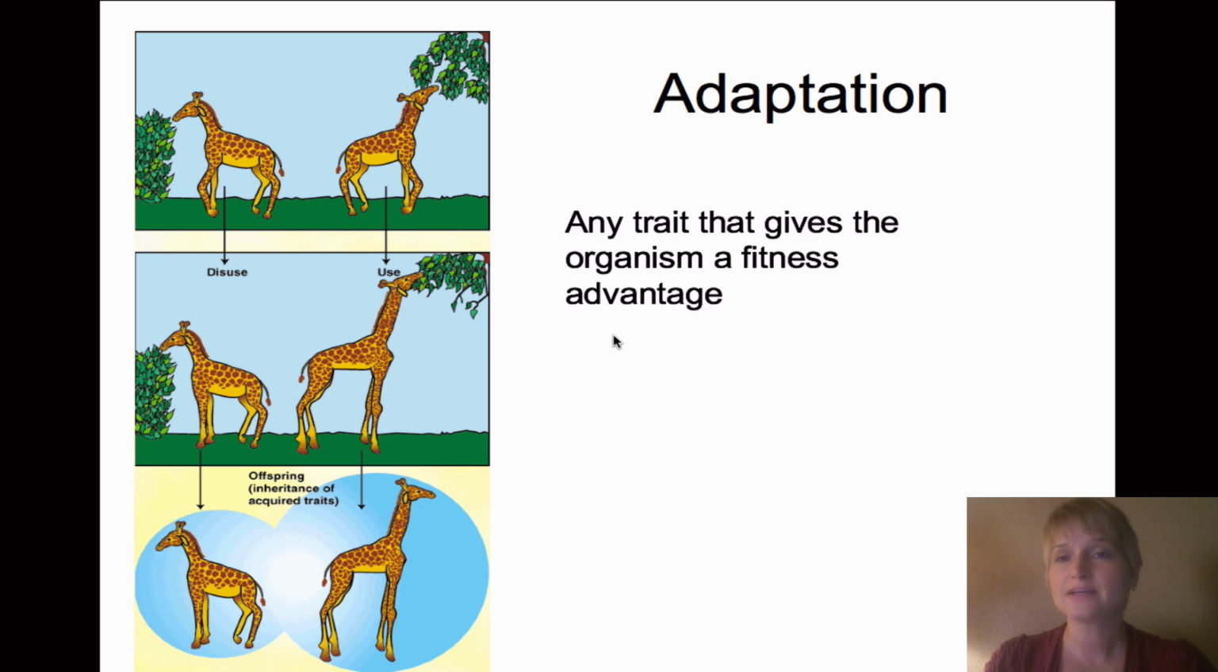offspring. So an adaptation is any trait that gives the organism a fitness advantage. So he's born with a longer neck. That's in his genes, and that gives him the advantage of being able to reach those leaves on the tree. And so he's able to pass that along to his offspring.